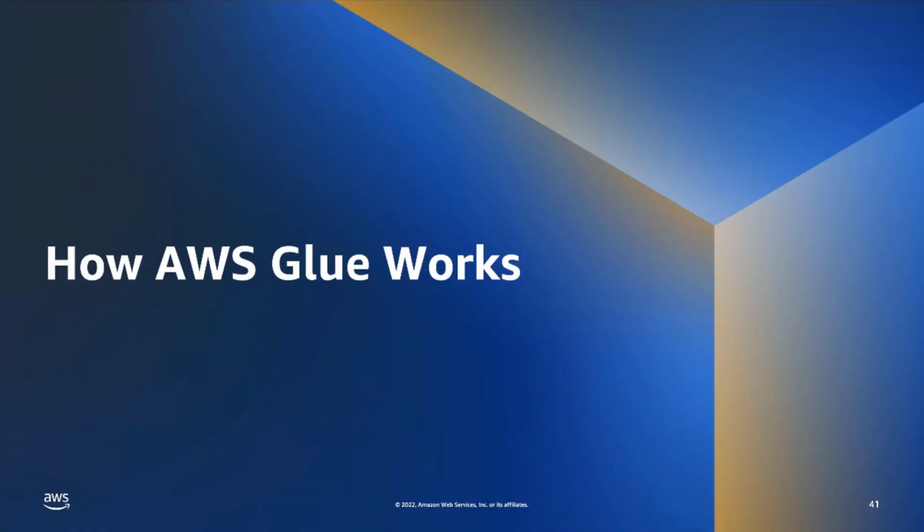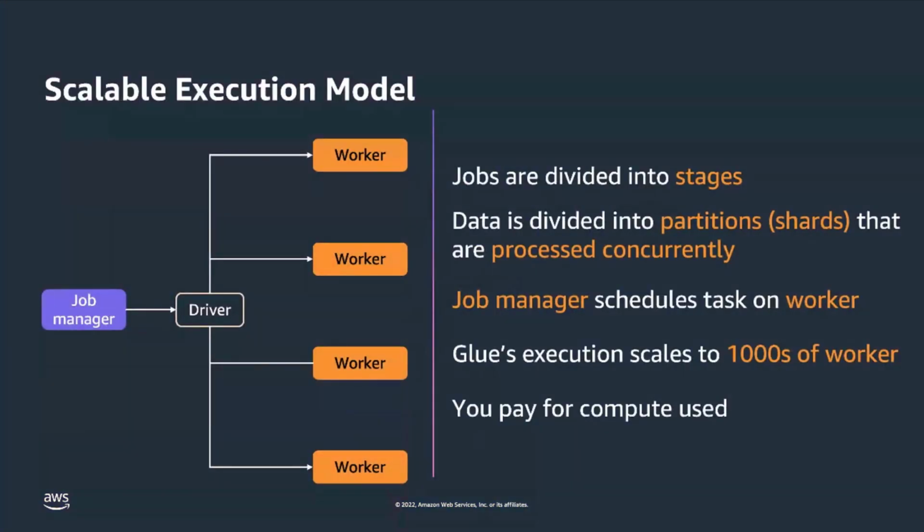So this is all nice and great, but how does Glue work? How does Glue do all of these things and scale from all of these personas and all of these workflows and use cases? Glue runs a scalable execution model where a job is kicked off by a job manager, and the job is divided into stages, and the data is divided into partitions.